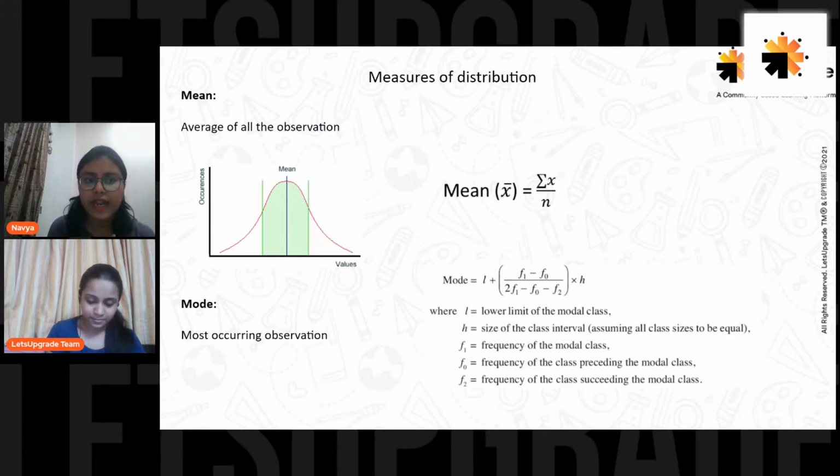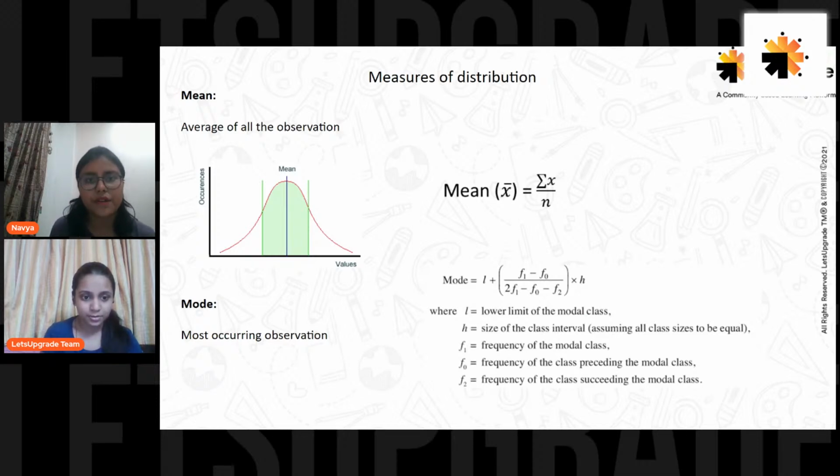Mean, you all know that mean is the average of all the observations. By mean, I mean that whatever the number of observations you have, you have to divide the summation of all the numbers by the number of observations. Okay, so suppose you can understand it in this manner.